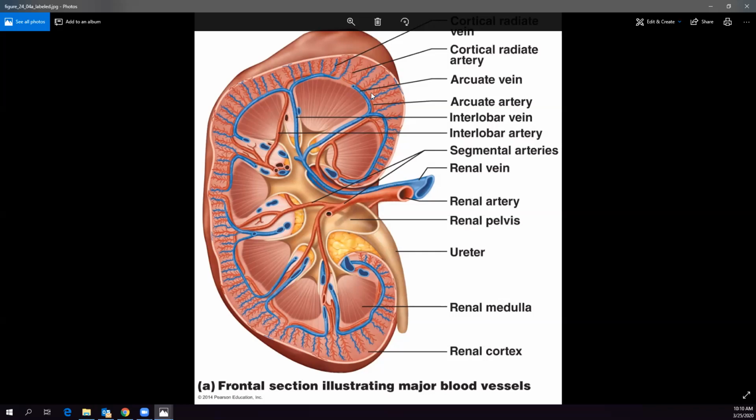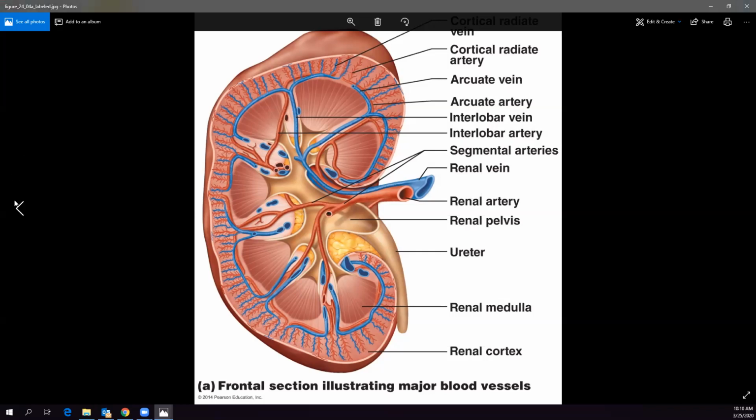Okay, so remember, all filtration is going to take place in the cortex, but where do the blood vessels enter and leave the kidney but here on the medial side? So really we can think of the cortex as on the lateral side. We've got to get the blood to the cortex, and we're going to pass through sections of the medulla down here that have blood vessels in them. These sections of the kidney that are cutting through the medulla that have the blood vessels in them are known as renal columns.